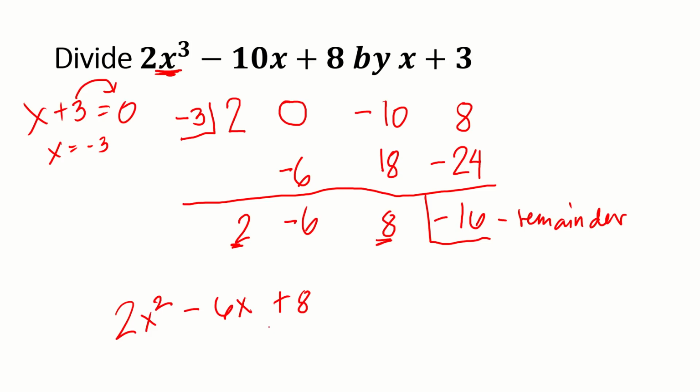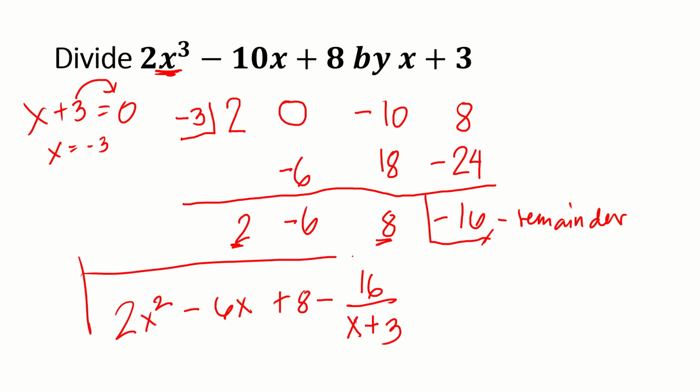So, tapos na ba yung quotient? No. Meron pa tayong remainder na negative 16. So, we will write minus, kasi negative yung remainder, 16 over the divisor na x plus 3. So, this is our final answer. We have 2x squared minus 6x plus 8 minus 16 over x plus 3.